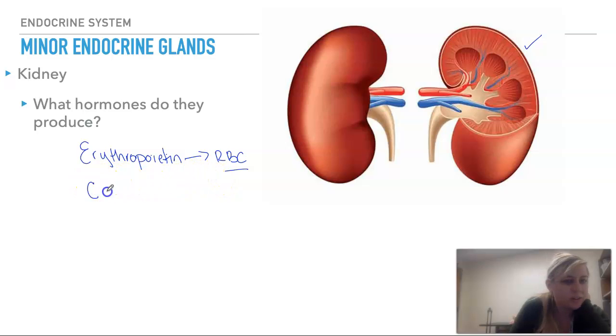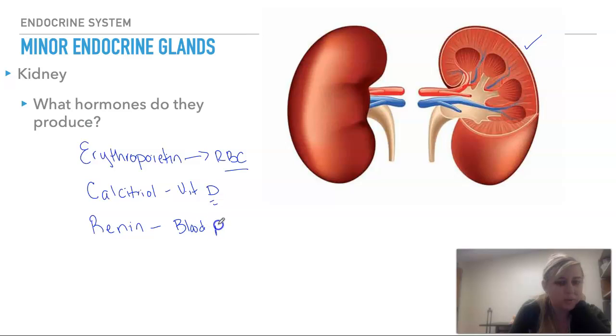There's another hormone. It's another version of vitamin D, calcitriol, that is also produced in the kidneys. And there's another pretty important hormone that we'll take a closer look at when we get to the cardiovascular system and blood pressure, called renin. So this has a role in regulating blood pressure, but it's also produced by the kidney.